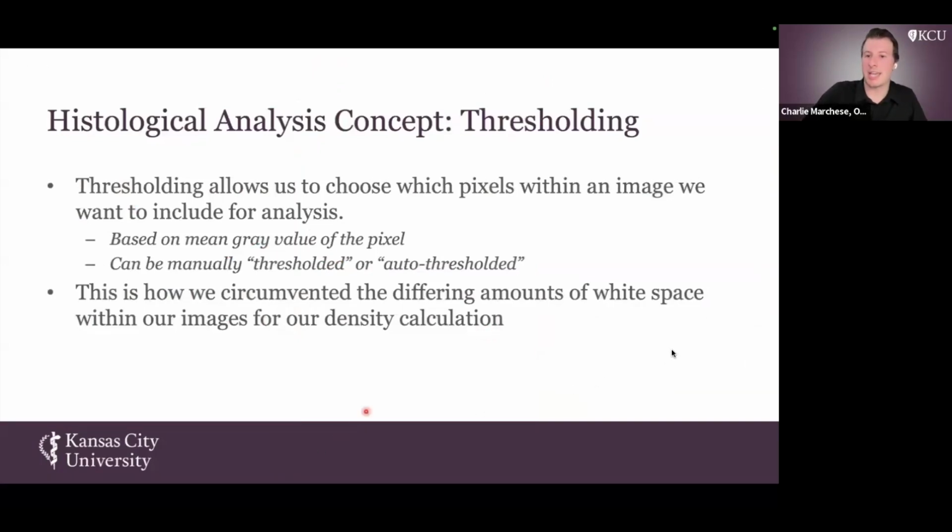The second aspect that we were looking at, after percentage of coverage within our region of interest, involves tissue density. But before we can discuss how we went through that, we need to talk about the concept of thresholding within ImageJ. What thresholding does is it allows us to choose which pixels within an image we actually want to include for analysis, and it does this based on the mean gray value of each pixel. This can be a manual process in which I decide the thresholding criteria, or an auto thresholded process in which the computer itself decides what it thinks it should include and shouldn't include. Like I said, this is how we circumvented the differing amounts of white space within our image for our density calculation. We can go through that next.